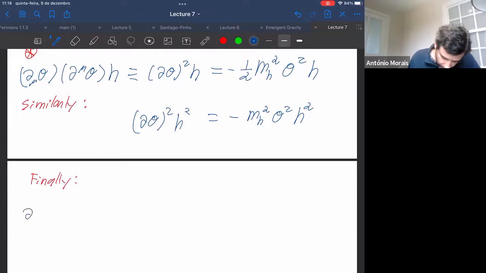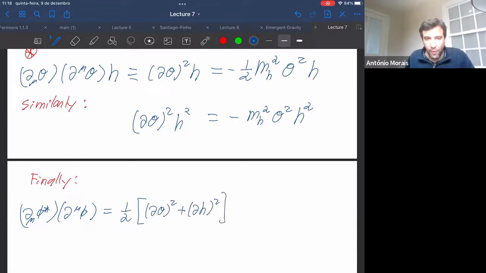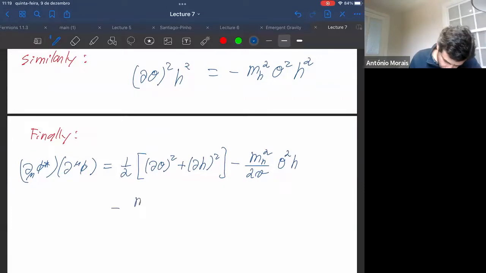we get from our kinetic terms d mu phi conjugated d mu phi. This is going to be equal to, now we are going to write in terms of the real components, the Higgs and the Goldstone boson, a d theta squared plus a dh squared. This was written above. And now we are just going to rewrite the other two interactions, but removing any derivatives. So we will have mh squared over 2v theta squared H minus mh squared over 2v squared theta squared H squared.